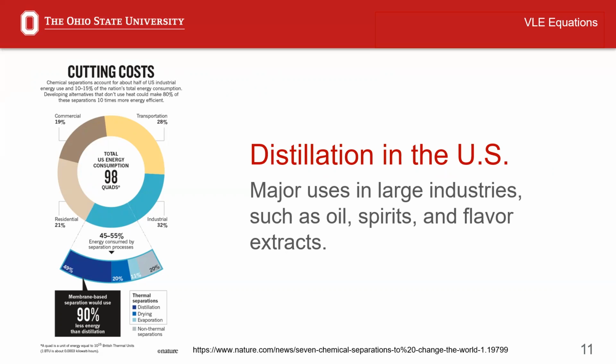Some big fields that are known for using distillation include the oil industry, which uses distillation for many different processes, such as separating different octanes of fuel, the liquor industry for concentrating ethanol and spirits, and the food industry, which uses distillation for flavor extracts.